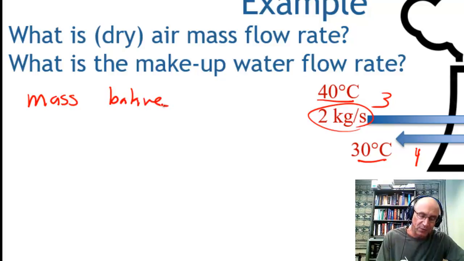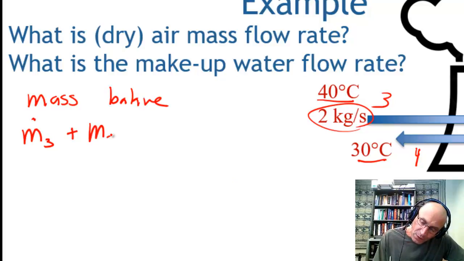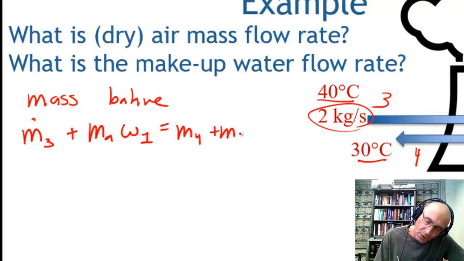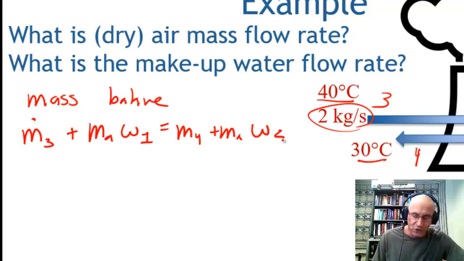So what we're going to have is in equals out. I have the mass flow rate at 3 coming in, that's water coming in at that direction, and then the other one is the mass flow rate of air times omega 1, that's the water in the air. What's leaving is the mass flow rate of 4 plus the mass flow rate of air times omega 2. So there's my water mass balance.